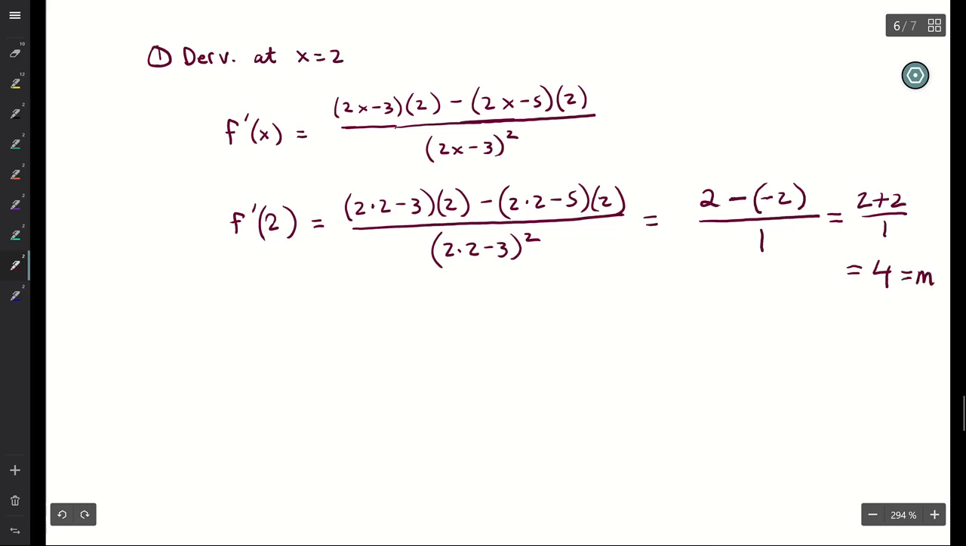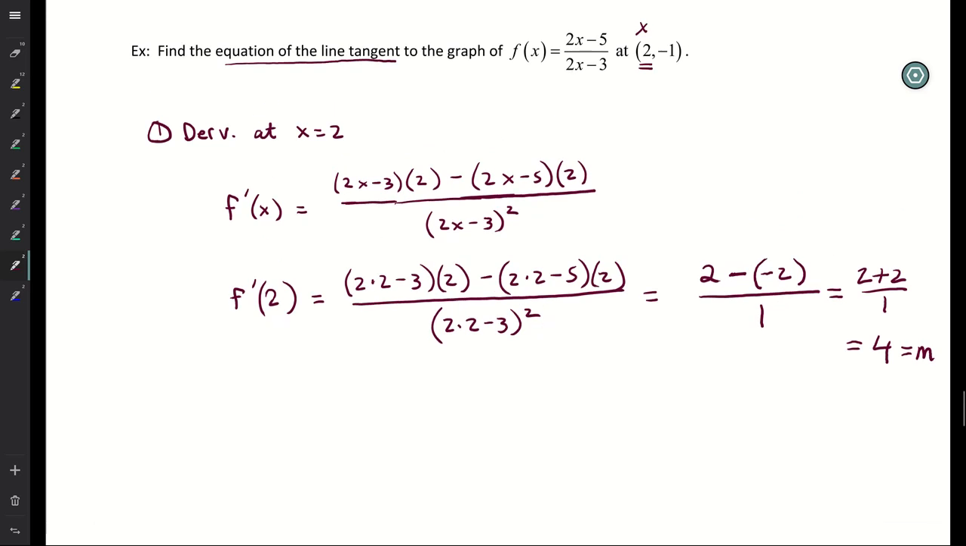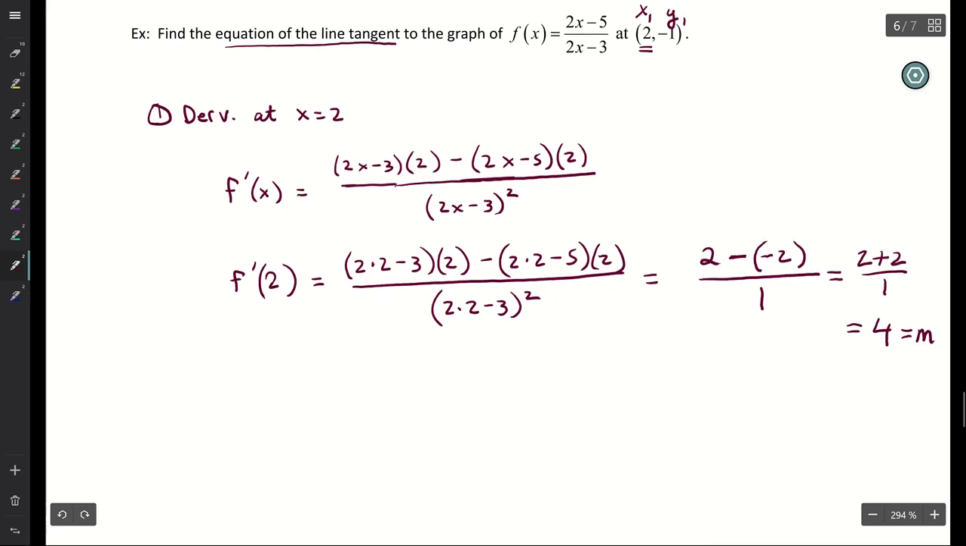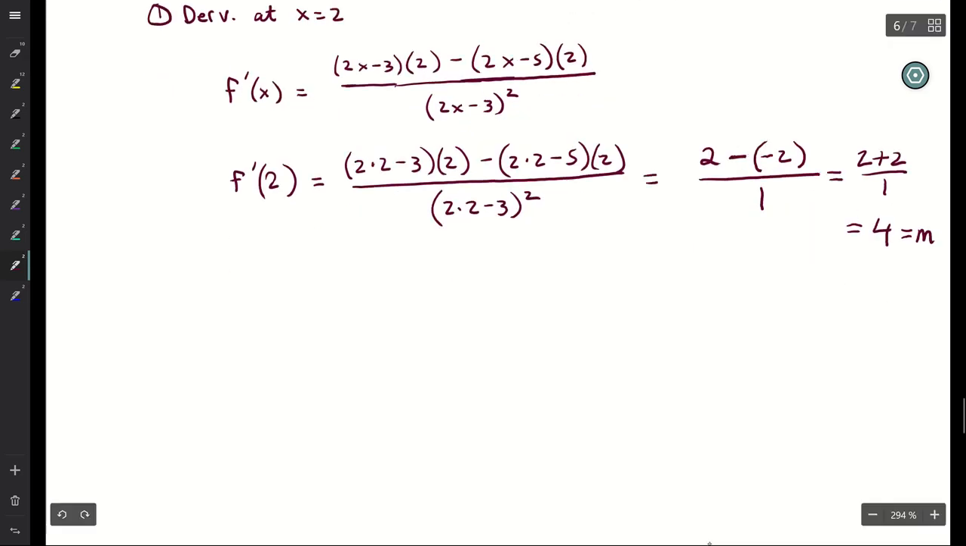Okay. From here, we already have a point given. So we know that our 2, sometimes we label that as x1. Our y1 would be the negative 1. So really we can kind of skip a step that we normally have to do and go straight to here.